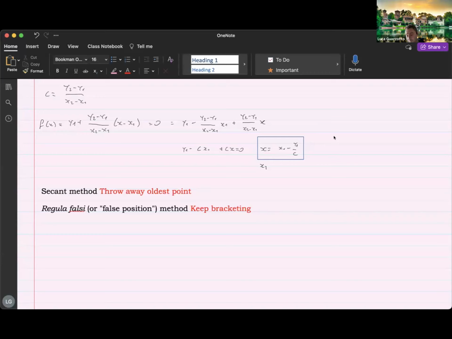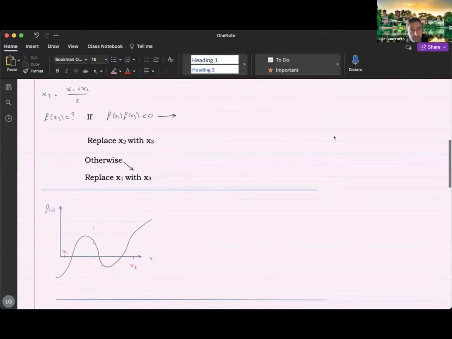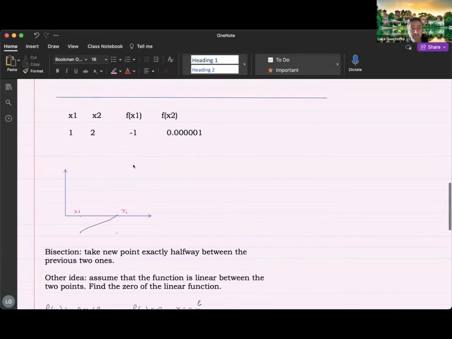It may happen somewhere here in my little table that I do 5 iterations, and x2 never changes because it's already so close to the root. And so that's one thing.